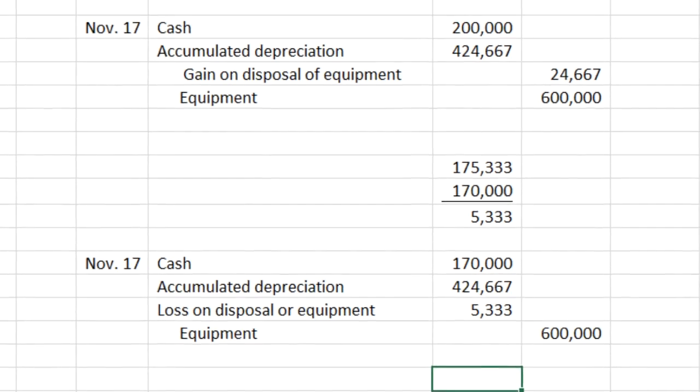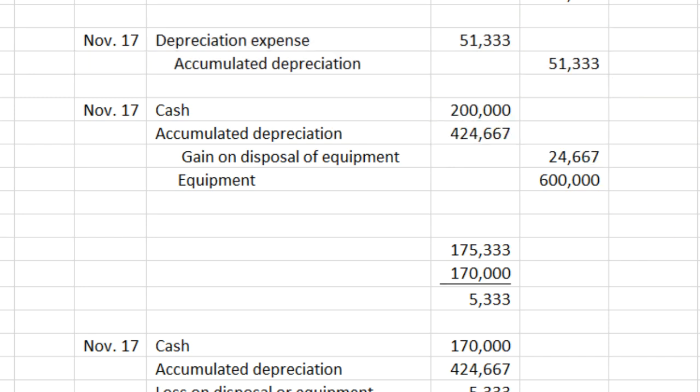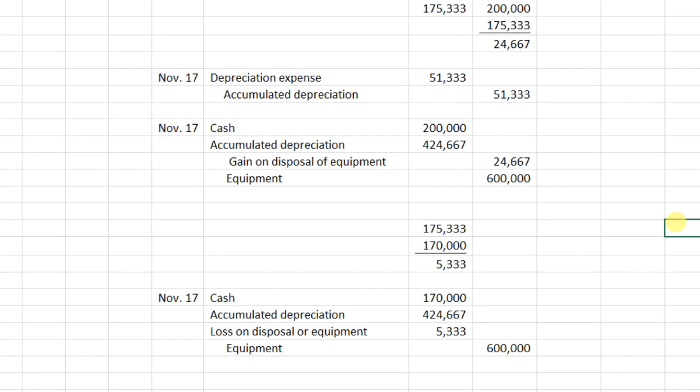Now, I didn't type in this entry again, but just remember, you still had to do that entry. Gain or loss, you have to bring your depreciation expense and accumulated depreciation up to date. But as you can see, actually disposing of equipment for cash is not that complicated an accounting process at all. Probably less complicated than exchange of assets that we did before, because we're always going to be using the fair value standard and just calculating a gain or loss on sale. So I hope you found that easy, and we'll see you next time.